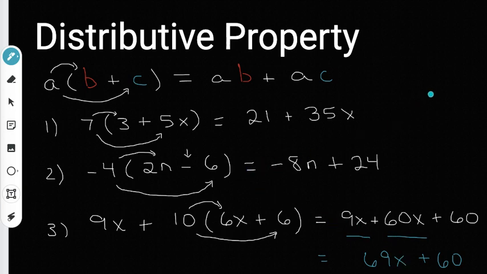So that's distributive property. The only thing that you're doing is you're taking whatever's on the outside and you're multiplying it by everything on the inside.